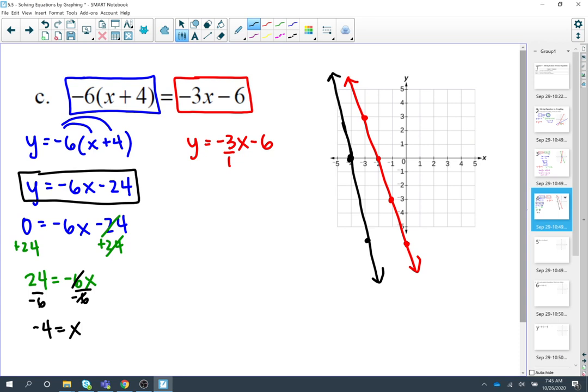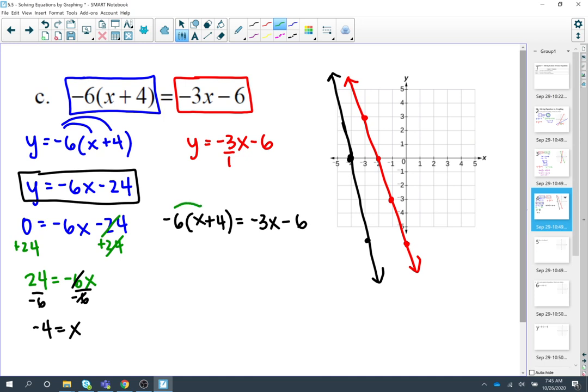But it looks to me, the red one has a slope of -3. The black one has a slope of -6. -6 is steeper, so eventually somewhere up here they will hit. But graphically, this is not working. So we're going to bag this idea and go back to algebra and see what's happening. I'm going to take our equation: -6 times x plus 4 equals -3x minus 6, and I'm just going to solve this.